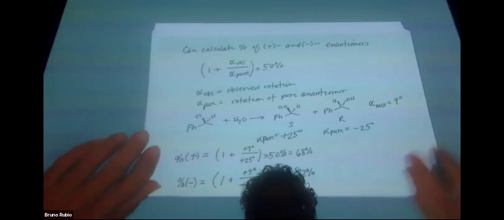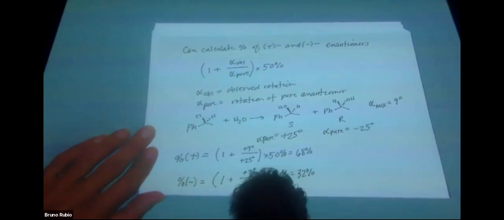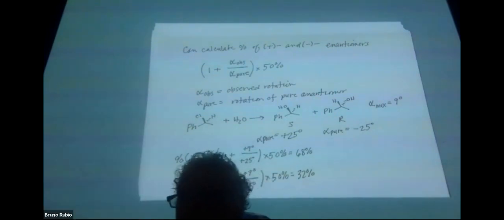All right, so this is how we can establish that we're looking at a sample that has more of one enantiomer in it than of the other. And so we must be looking at a sample of a molecule that is chiral.